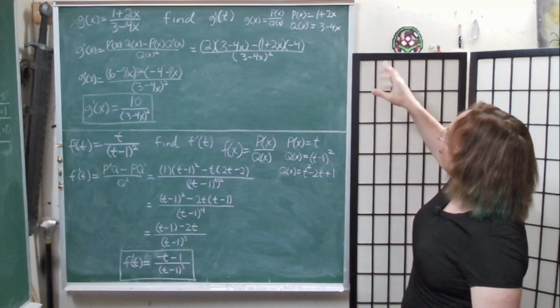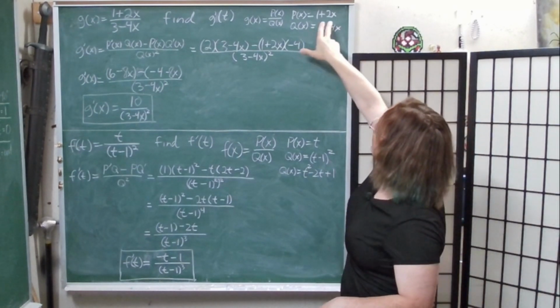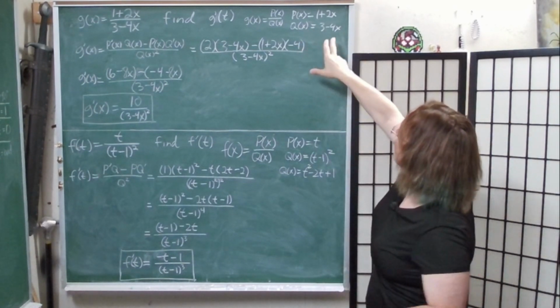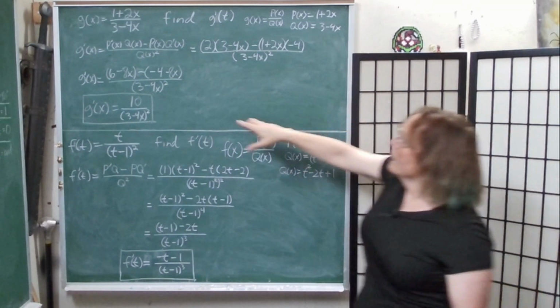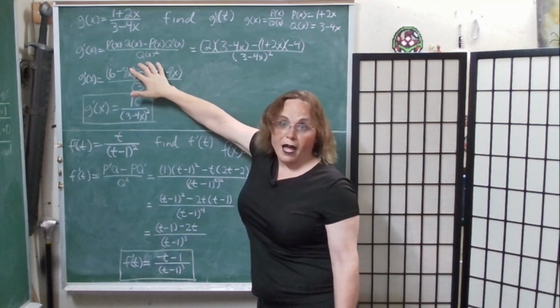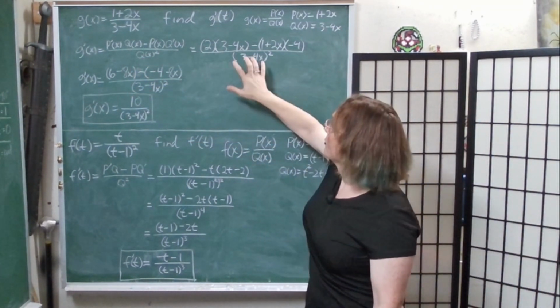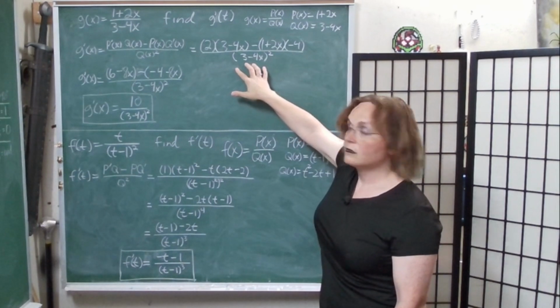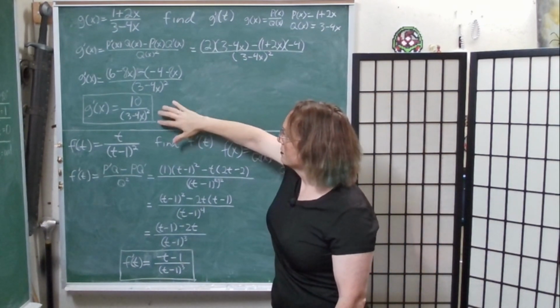So the thing here is we say p of x is 1 plus 2x, q of x is 3 minus 4x. Set up our rule, plug in our values, hit it with some algebra, and we get our answer.